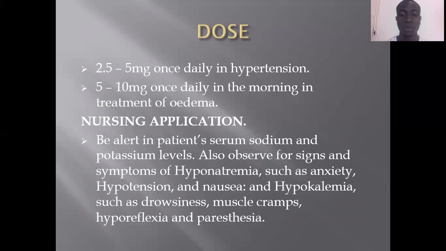Those are problems, potassium and also sodium levels, you observe. Also observe for signs of hyponatremia, such as anxiety. So when a client has hyponatremia, they have too much anxiety, so you make sure that you observe for that. There's also hypotension and nausea; you observe for that. There's also hypokalemia. When a client has hypokalemia, they show some signs of drowsiness and also muscle cramps. So you can also observe for that.